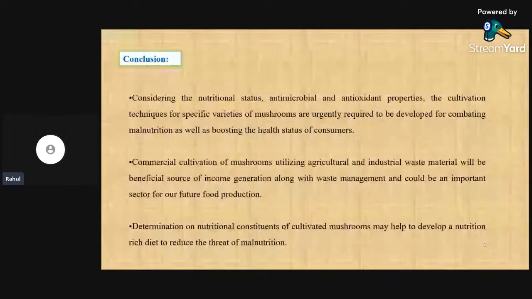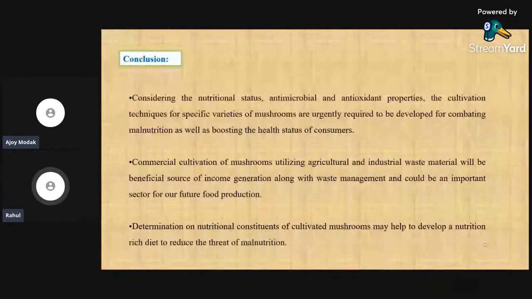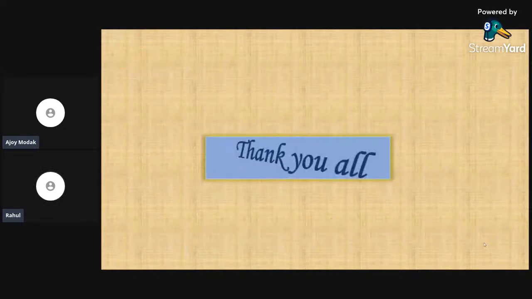Determination of nutritional constituents of cultivated mushrooms may help to develop a nutrient-rich diet to reduce the threat of malnutrition. Thank you all for hearing.